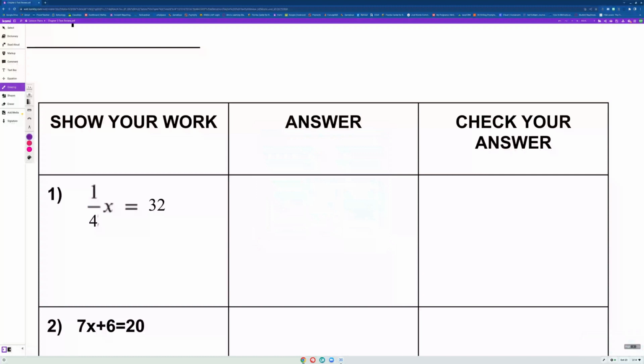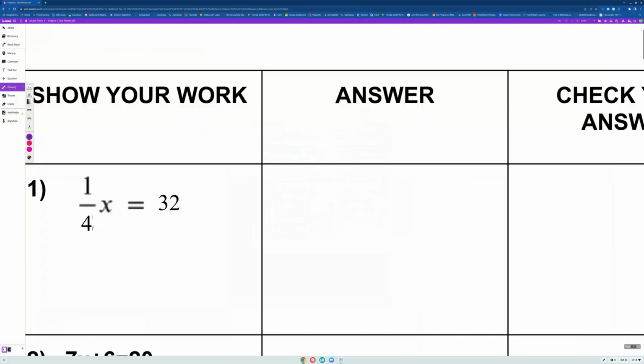So let's go ahead and do this first one. If you guys want, you can get a pencil, paper, and calculator and follow along with me. I think that's really great practice. So let's get started. We're going to work on showing our work, defining our answer, and then checking our answer.